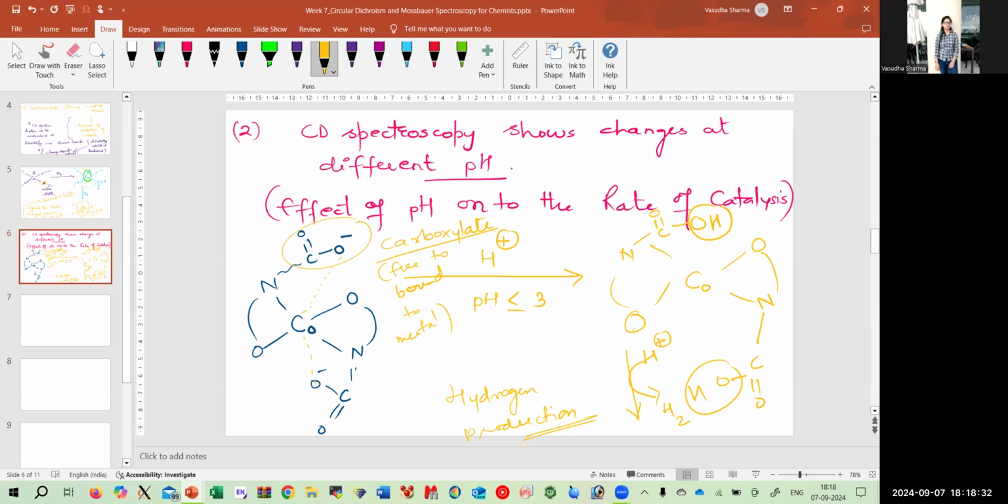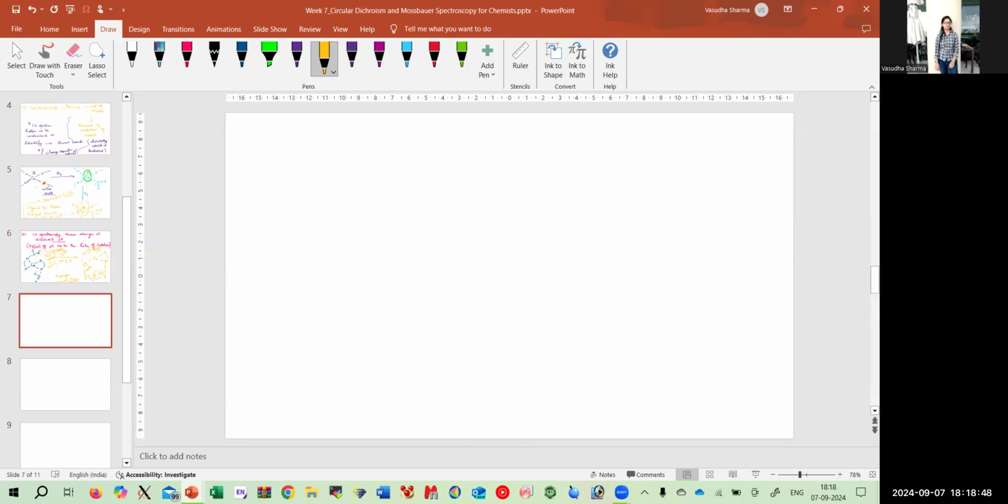Now the reason behind, as I already said, we have already explained why with a certain pH it is increasing the catalysis. So another topic that we have in hand is the amino acid isomerization.